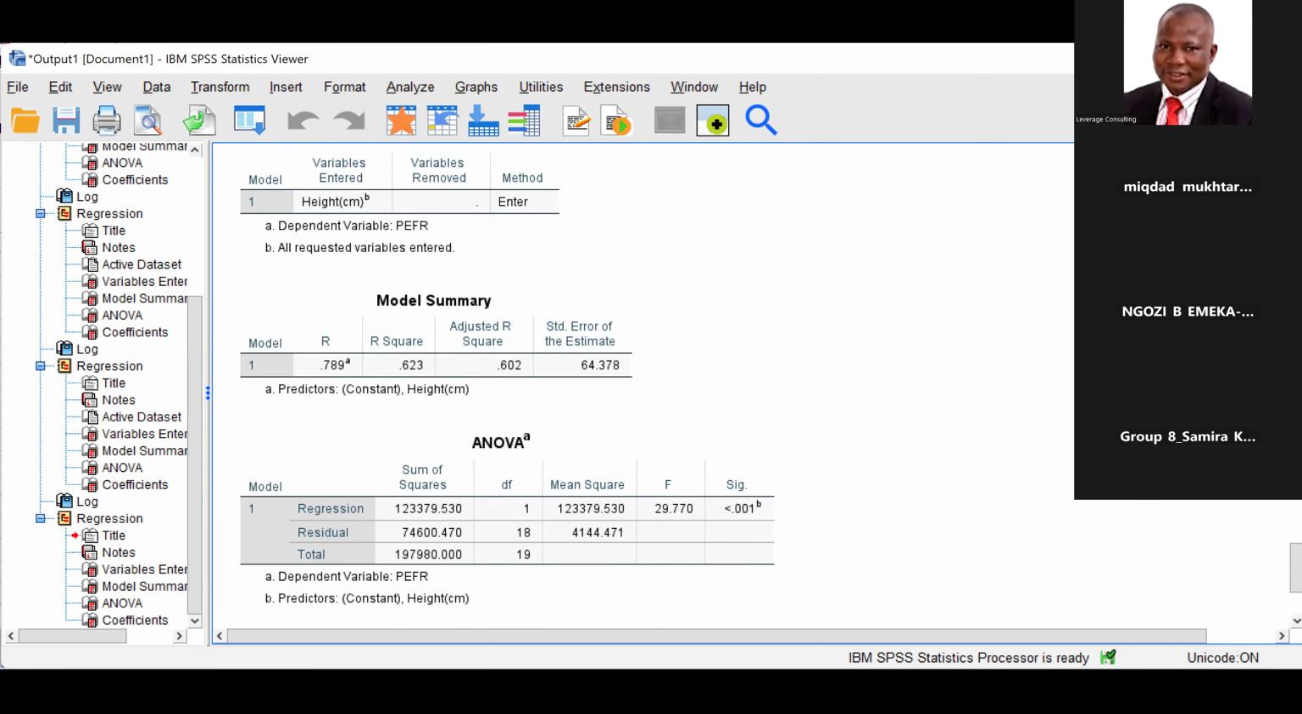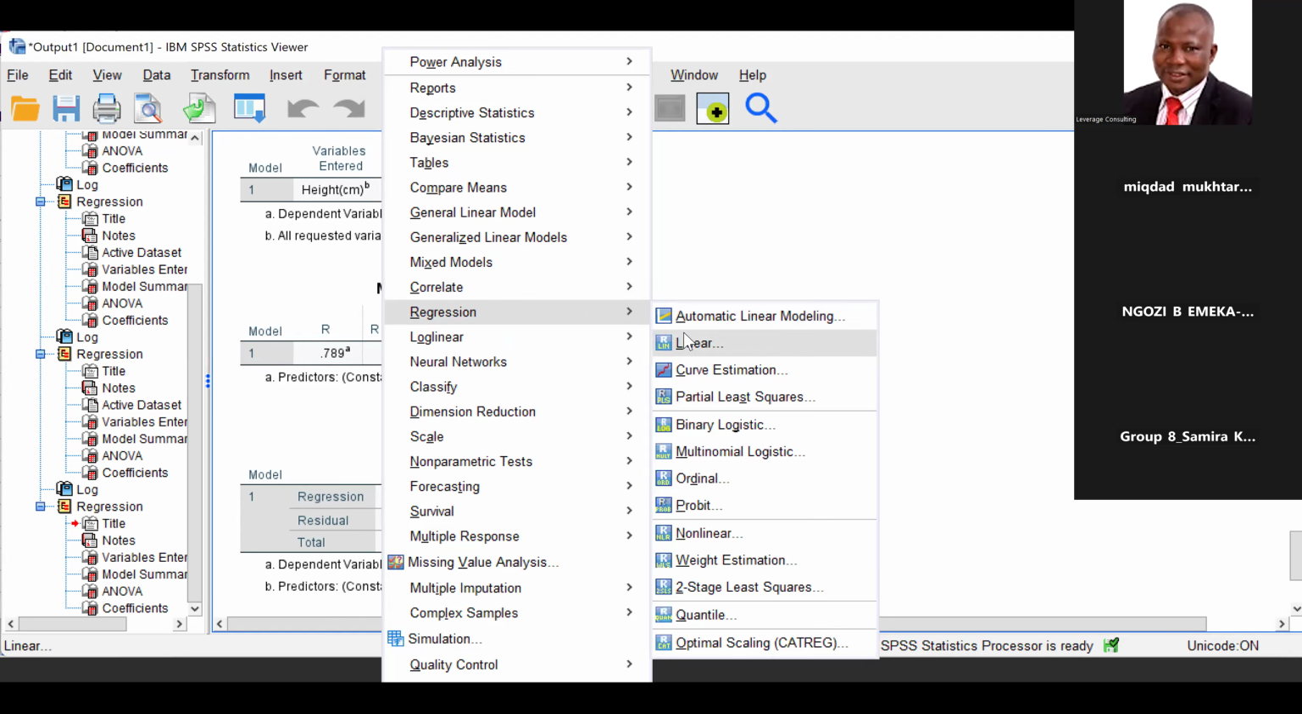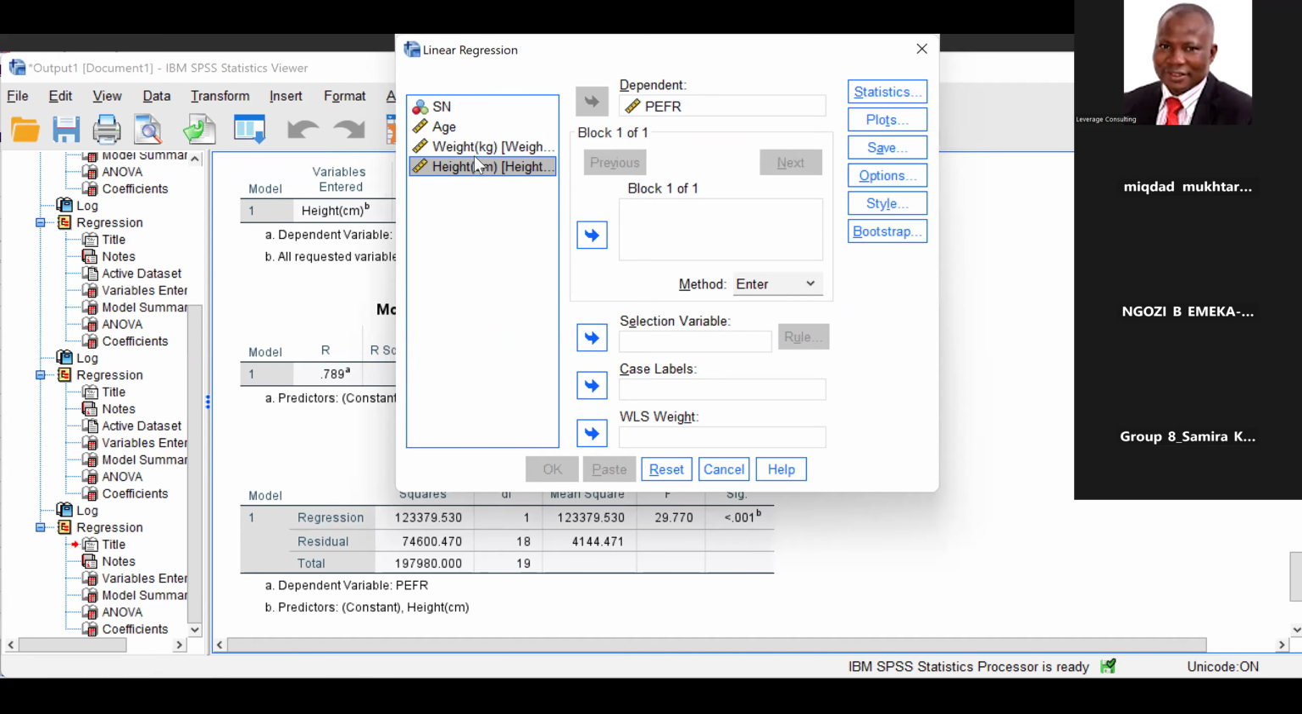What it's telling me is that 62.3%, 0.623, but if you express it as a percentage, it's 62.3% of peak expiratory flow rate is accounted for by change in height. So let's repeat the same and use weight now. Remove height. Weight.